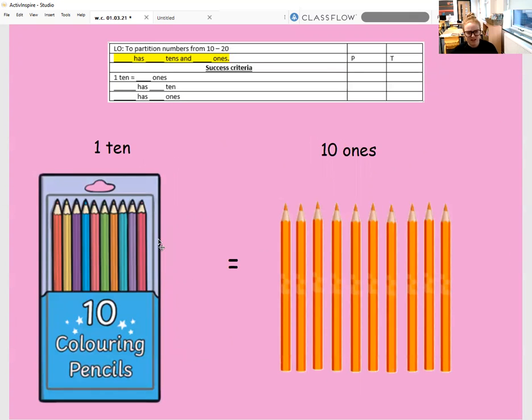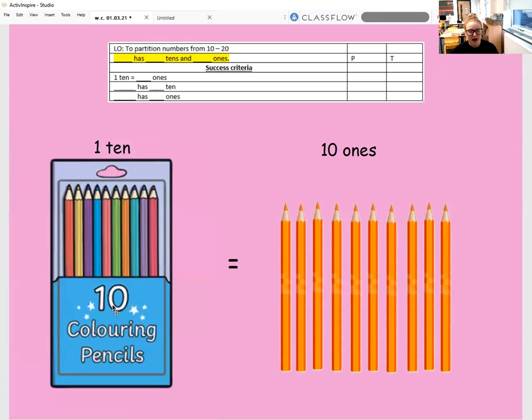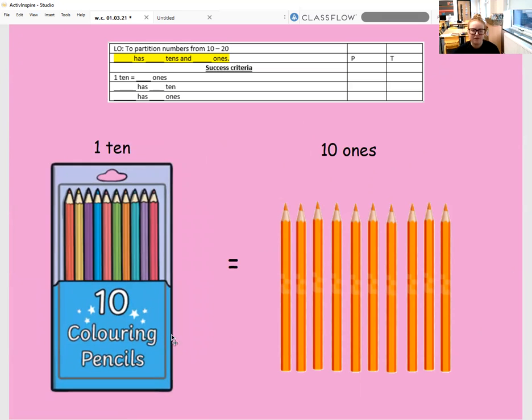So here I've got a pack of pencils. How many pencils have I got? I've got 1, 2, 3, 4, 5, 6, 7, 8, 9, 10. That's the same as 1, 2, 3, 4, 5, 6, 7, 8, 9, 10 pencils here. I don't have to count to 10 every time because it's really tiring. I can just say, I know I have 10 pencils in this pack. I have 1 ten, and it's the same as 10 ones.